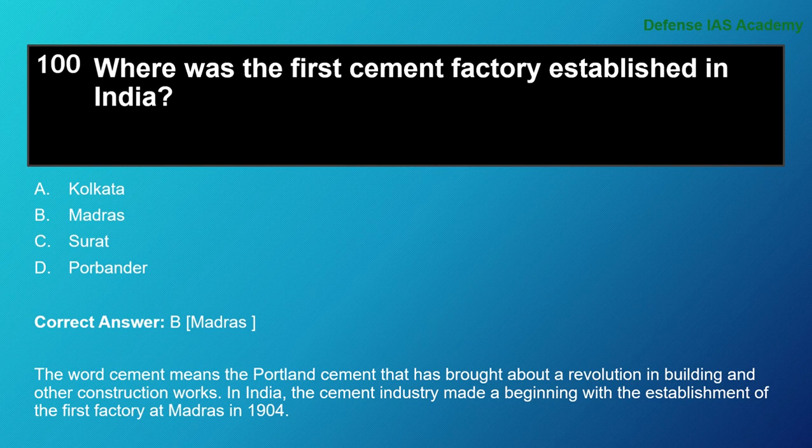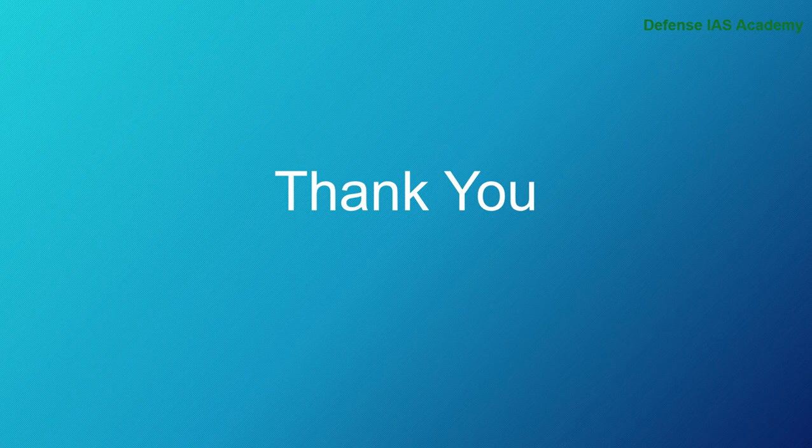Where was the first cement factory established in India? The answer is option B, Madras. The word cement means Portland cement that has brought about a revolution in building and other construction work. In India, the cement industry made a beginning with the establishment of its first factory in Madras, and this happened in the year 1904.